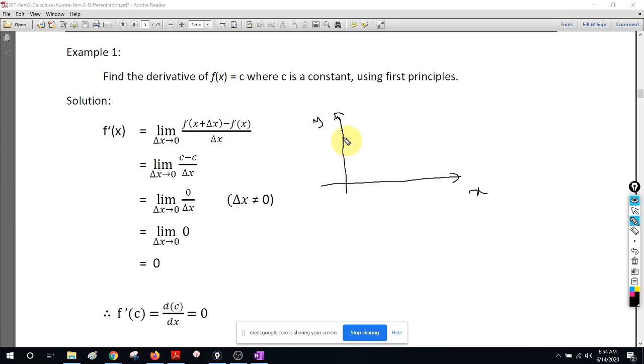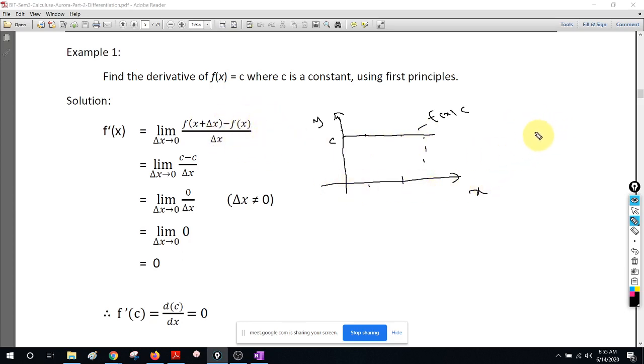Constant means when x changes, f(x) remains c, right? This is f(x) equals c. Now what I want to find is the rate of change at a particular point, somewhere like this. What is the rate of change? Of course we know that the rate of change is 0, because you can see everywhere it is a constant. But let's try to apply this definition and see whether we are getting that 0.